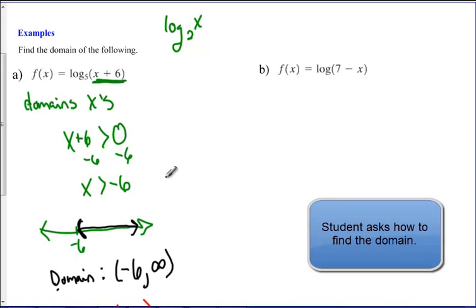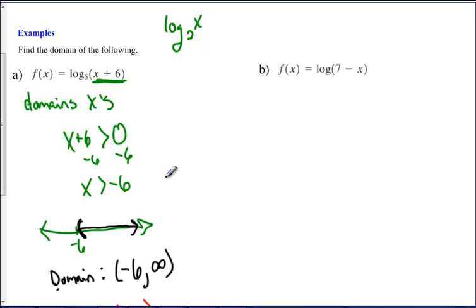Not necessarily. The of part, so log base something of, the of part has to be greater than 0. But your answer, because like this one was greater than -6, your answer doesn't necessarily have to have a greater, and it doesn't necessarily have to have a 0 in it. All right, so to find your domain, how do you start? So the 7 minus x is greater than 0. And then we need to solve for x. Yep, subtract 7. So negative x is greater than -7, then what?